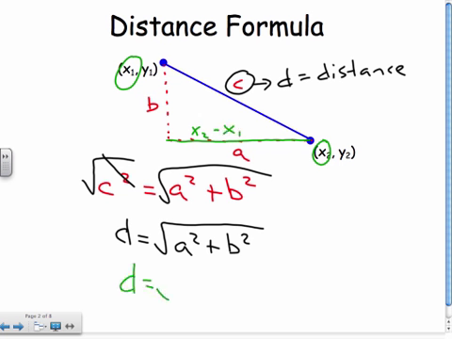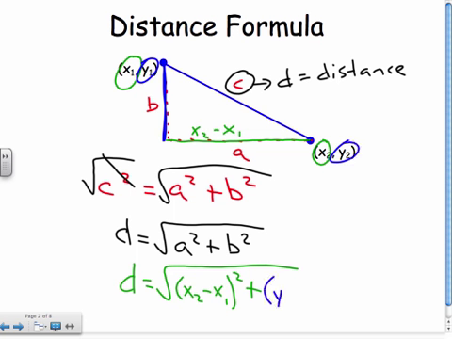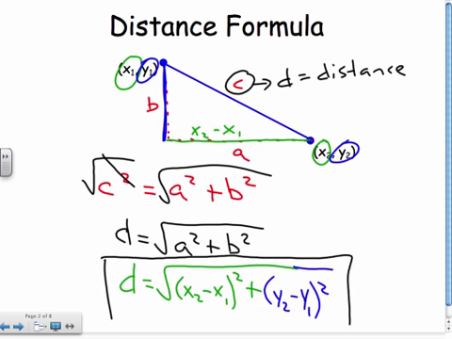So I got d equals the square root of, well, a squared is x2 minus x1, and I'm squaring it, plus, well, my b, if I look, is the distance between my y's. So y2 minus y1 squared. And there we go. So I could solve for the distance of any line by using this formula. The square root of x2 minus x1 squared plus y2 minus y1 squared.